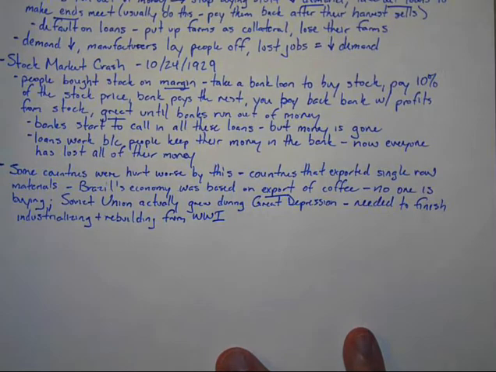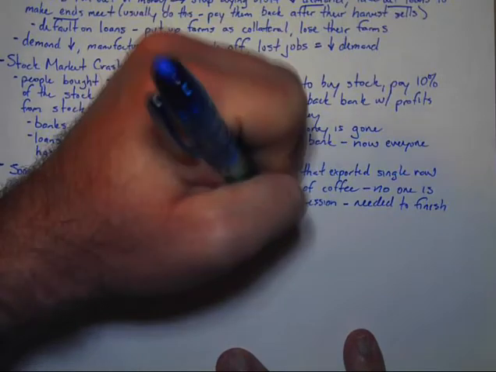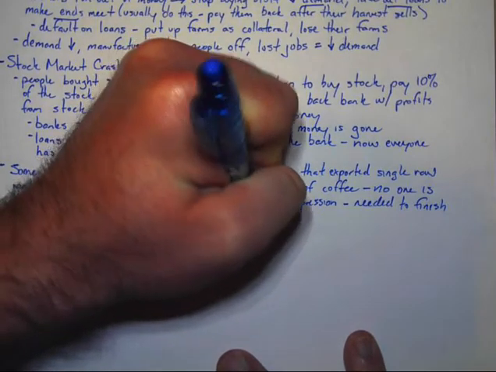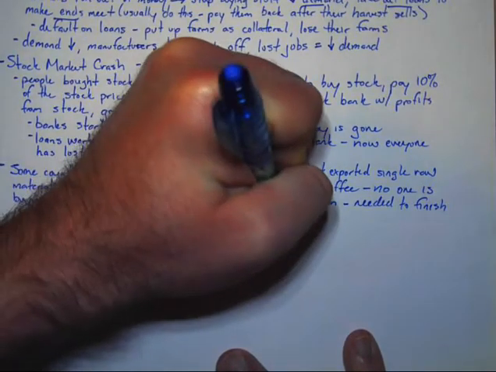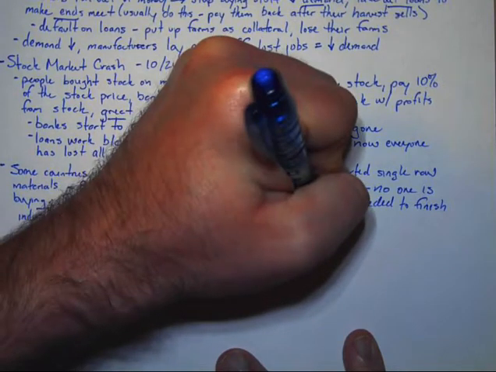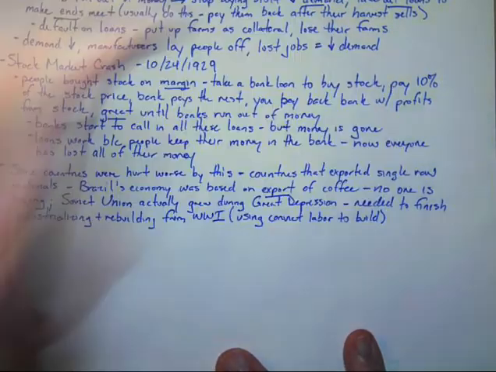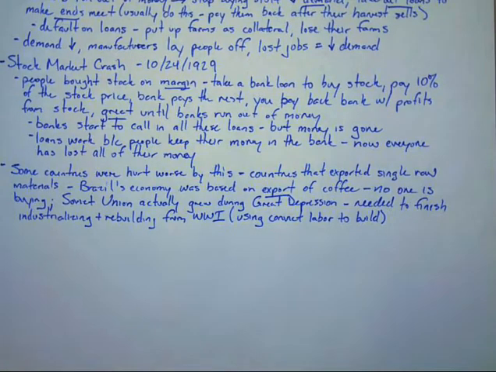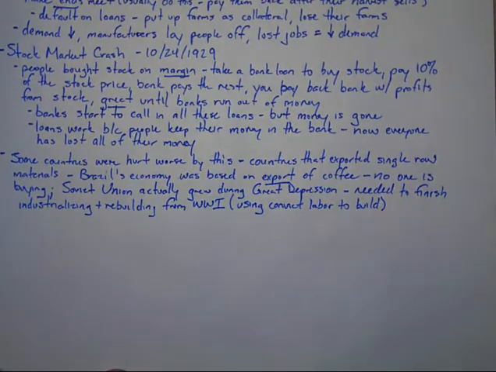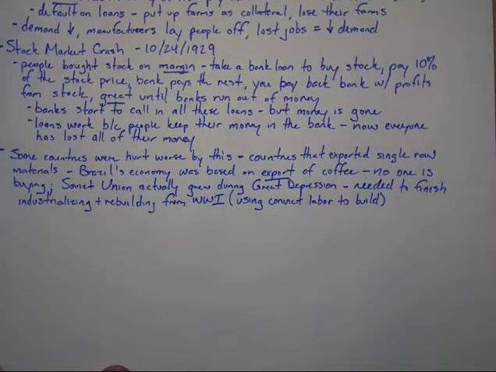And we'll talk about this more when we talk about Stalinism. But another reason that the Soviet Union's economy grew during the Great Depression is that they were essentially using convict labor to build. So they were essentially using a form of slavery to grow during the Great Depression.